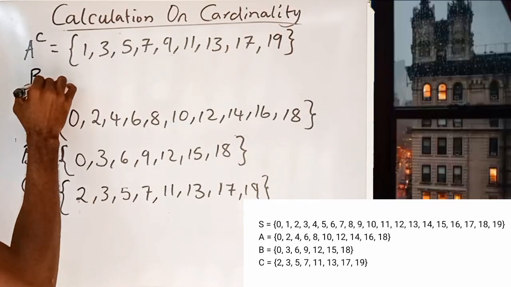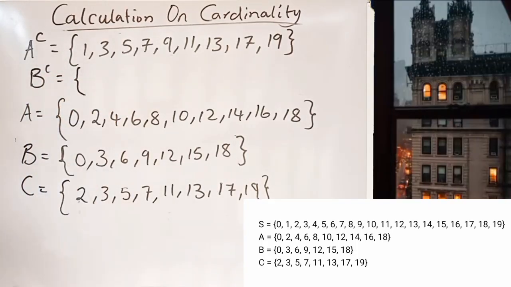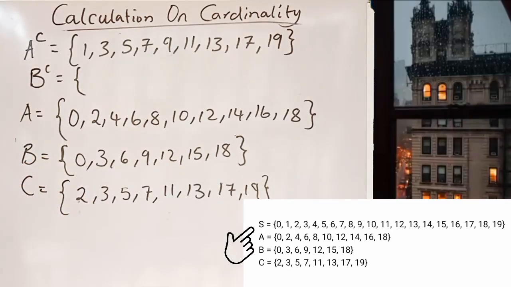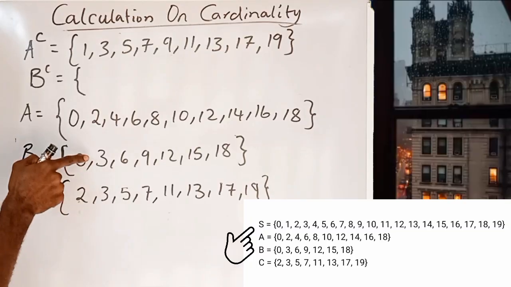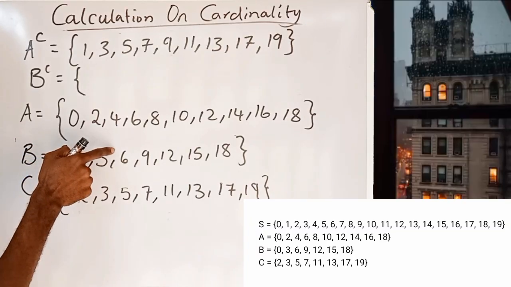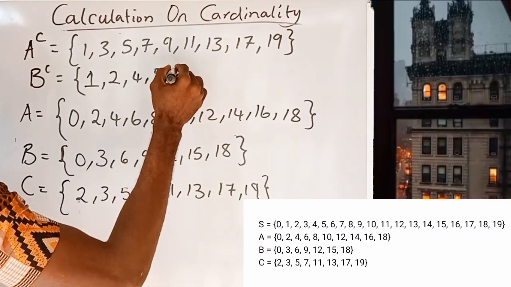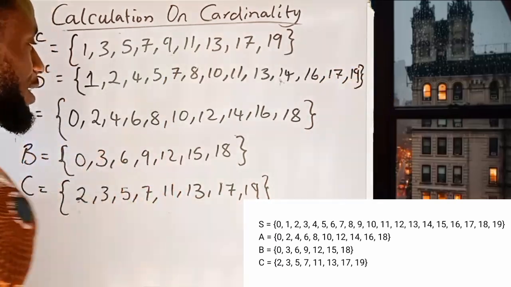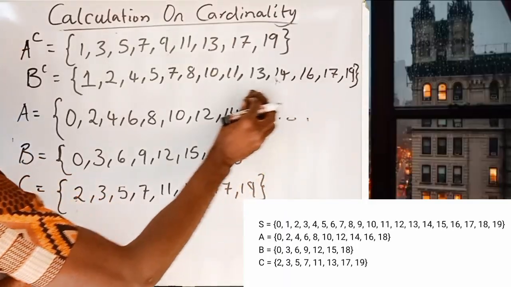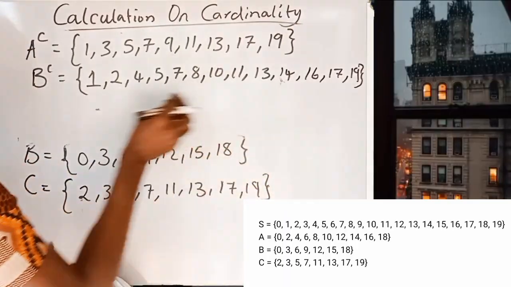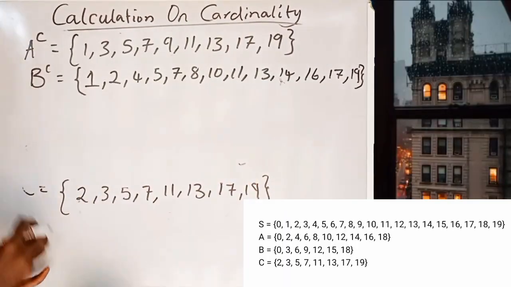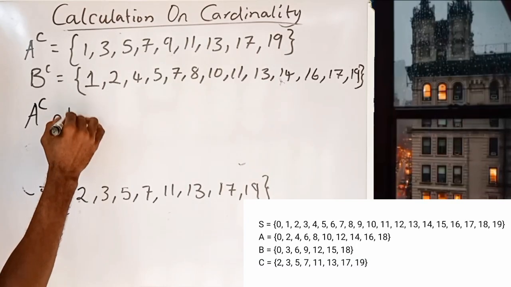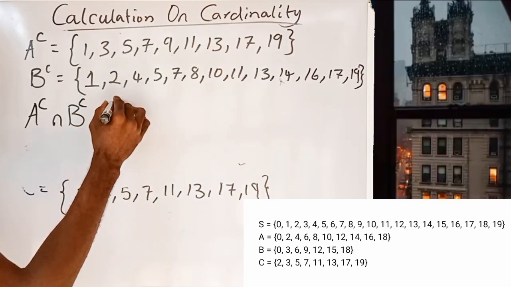So we also need to pick out the complement of B. Remember, complement means you're comparing it with the sample space. Looking through your sample space, if B has 0, there is no 1, no 2, then we have 3, there's no 4, no 5, then 4, 5, 7, 8, and 17. Lastly, 19. Good. Now we have the elements of A complement, and we also have the elements of B complement. So we can now get the intersect between A complement and B complement.